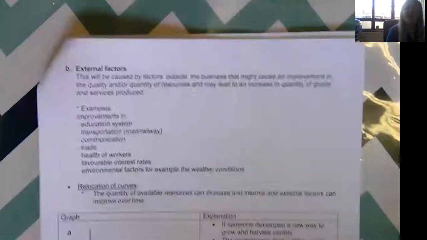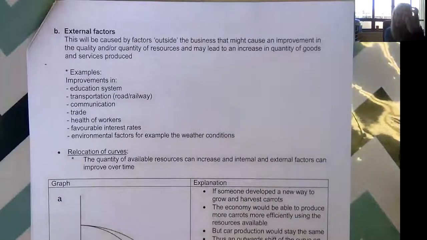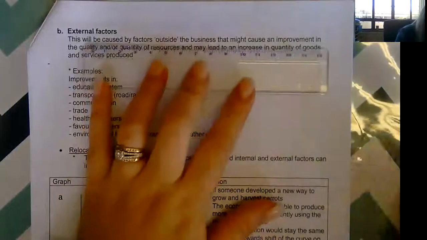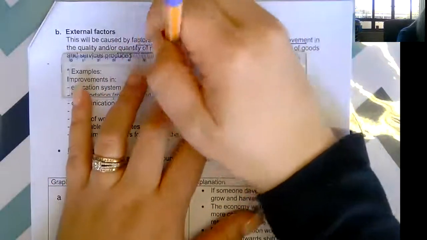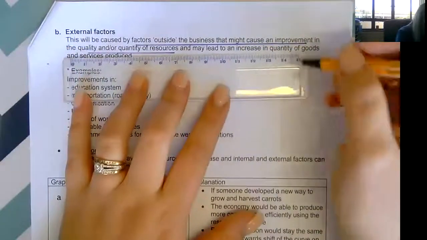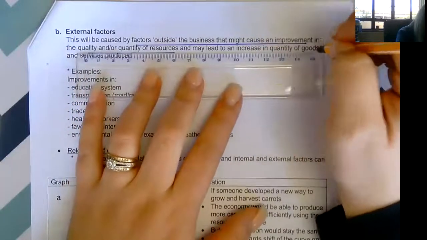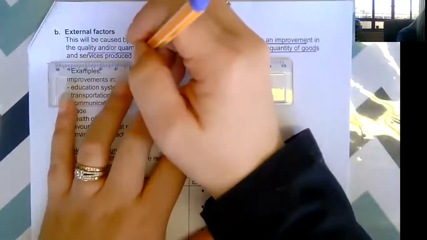Then we have the other factors. So we looked at internal factors. Now we're looking at factors that are outside our factory. So that's external. These are factors that are outside the business and might cause an improvement in the quality or the quantity of the resources, and this can lead to an increase in your production line.